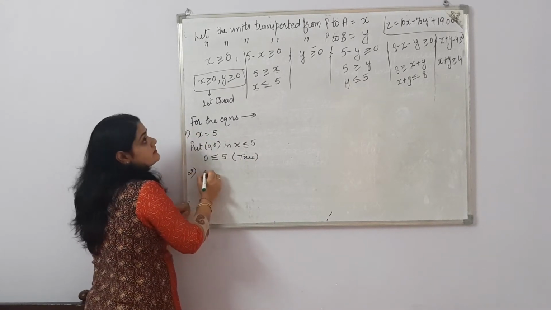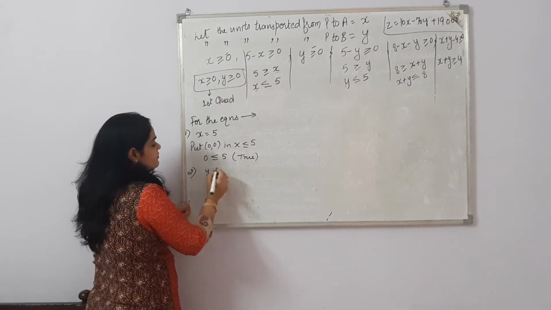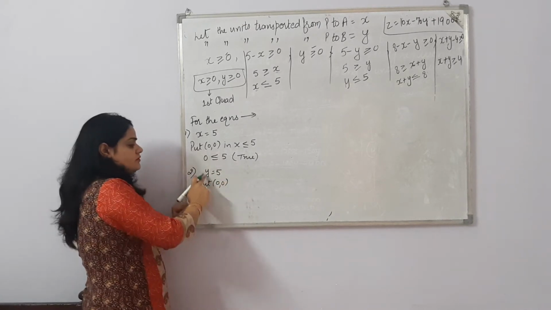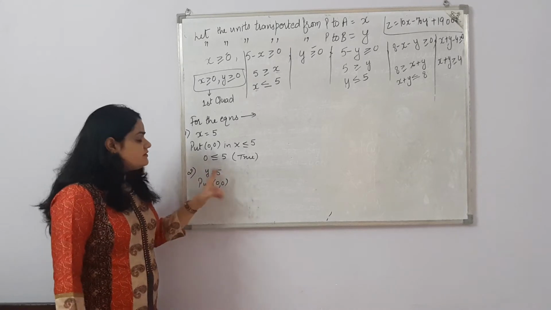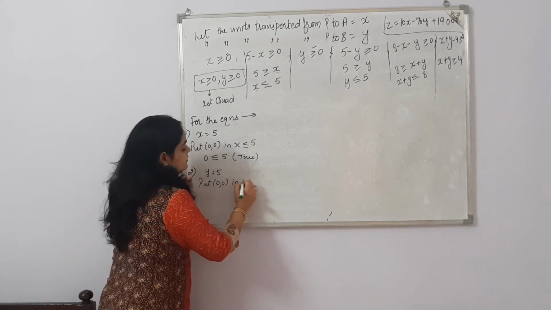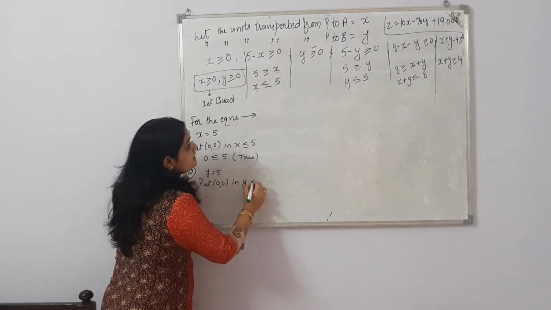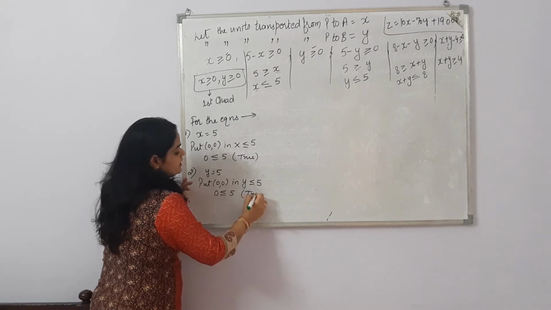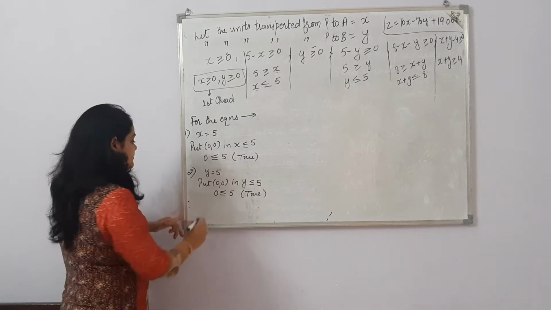The second case is y is less than or equal to 5. So again, if we substitute 0, 0 in the equation, 0 is equal to 5, which is not possible. That means 0, 0 is not lying on the line. So we'll substitute 0, 0 in the inequality. So 0 is less than or equal to 5. Of course, this is a true case because 0 is less than 5.